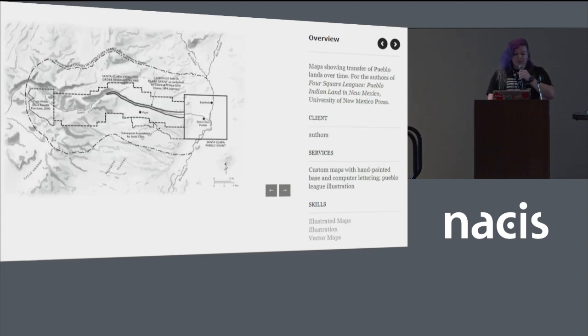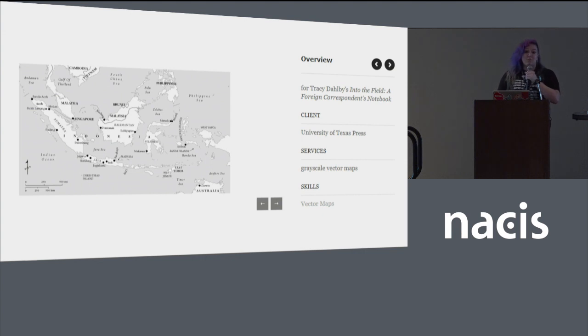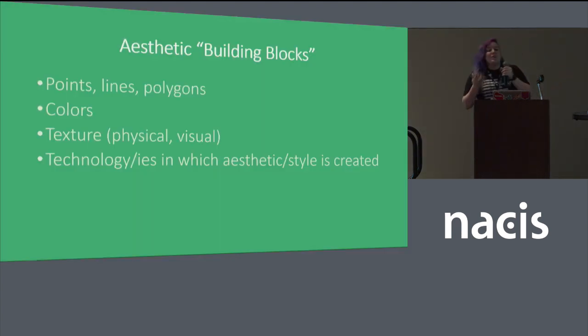And these all just look very different initially, and that's simply because of a lot of the technologies that went into making those. So you want to be thinking about the aesthetic building blocks when you're making your map monsters or whatever you may be making. And luckily, it actually is exactly the same as what you think about when you make maps. Points, line, polygons, colors, texture, and technologies.